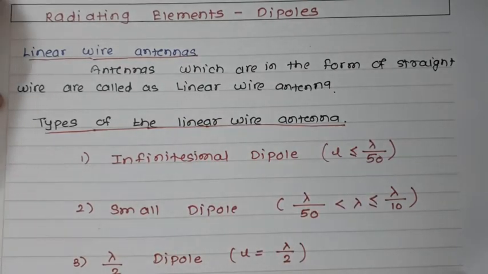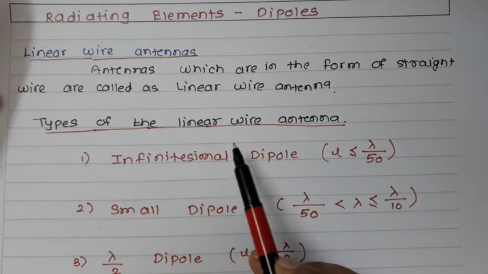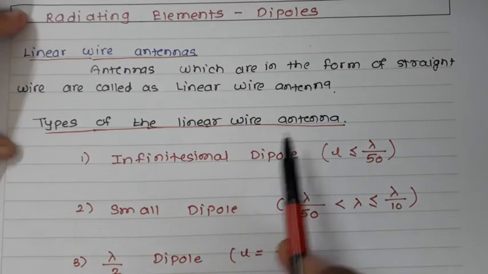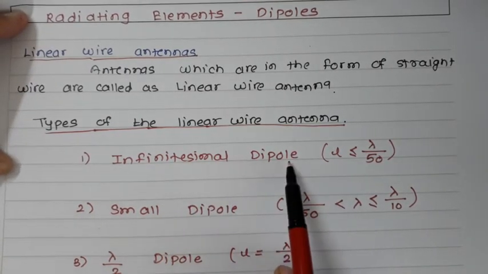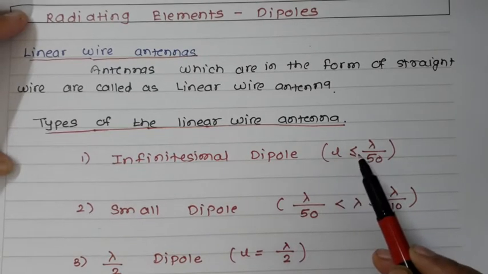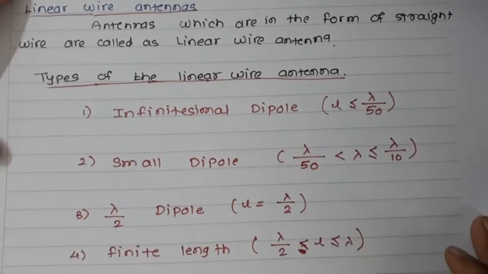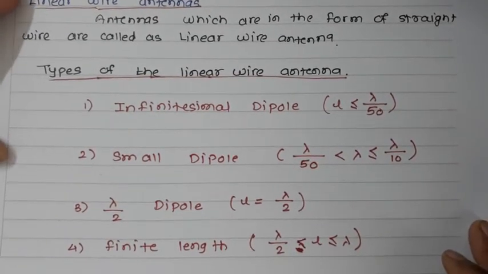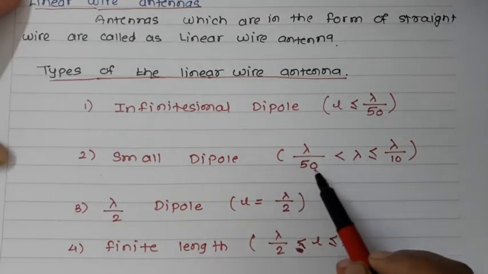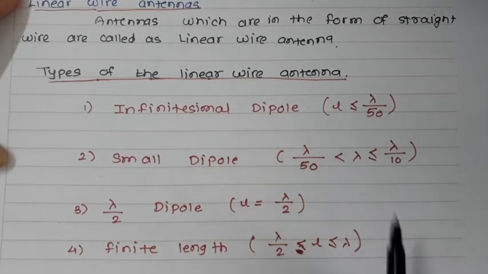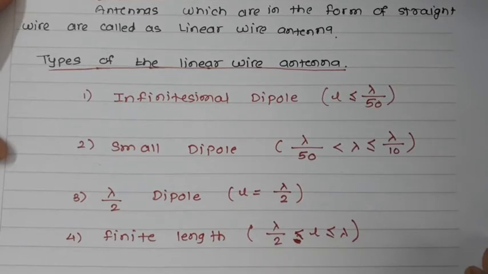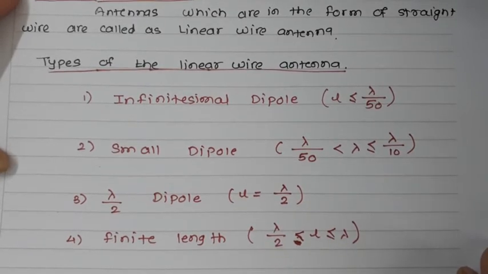Based on the length of the wire antenna, we have categorized linear wire antennas as follows. The first is the infinitesimal dipole, where L is less than or equal to lambda by 50. The second type is the small dipole antenna, where the length varies from lambda by 50 to lambda by 10. The third type is the lambda by 2 dipole, also called the half wave dipole antenna, where the length is exactly equal to lambda by 2.